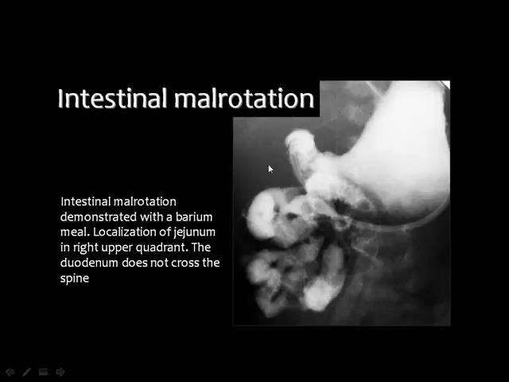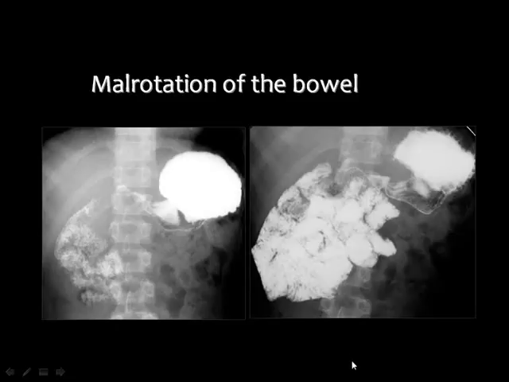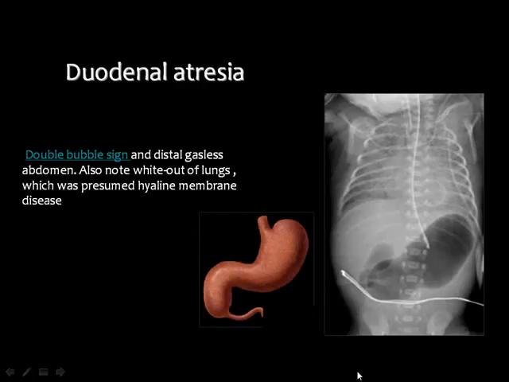But if you see that most of the duodenal and the jejunal loops are to the right of the spine and no loop to the left of the spine, then you consider malrotation of the bowel. And this is an example of malrotation of the bowel, where you can see the jejunal loops are to the right side of the spine and no intestine or few loops are to the left of the spine.